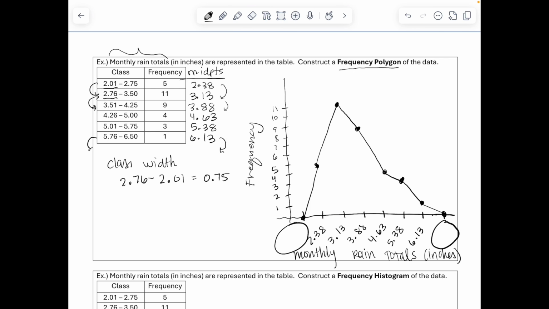And so to get the last midpoint that we need to add, I'm going to take 6.13 and add my class width, which is 0.75. Doing this, I get 6.88. And that's the value that's going to go on the last part that we have on our graph. And then in order to get the previous one, instead of adding 0.75, we're going to subtract it. So I'm going to take 2.38 minus 0.75 since it's previous. Doing this, I get 1.63, and that's the number that's going to go in here.